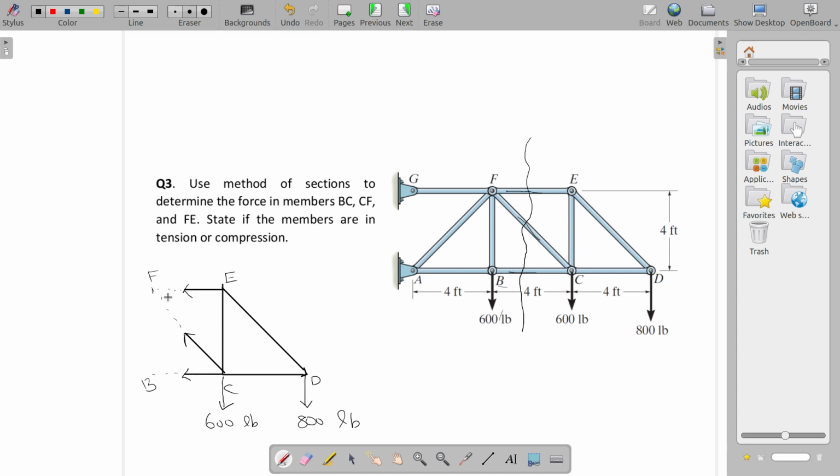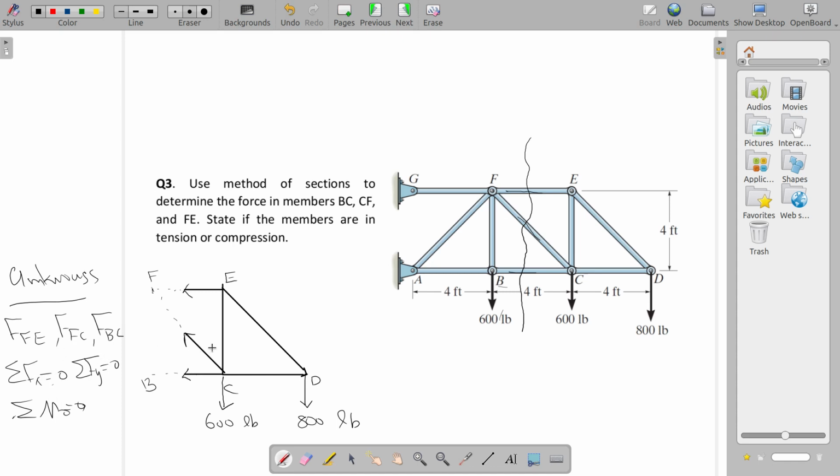So here, how many unknowns do we have? 1, 2, 3. 3 unknowns. And how many equations do we have? 3 equations. So unknowns are FFE, FFC and FBC. 3 unknowns and 3 equations. Which are the 3 equations? Sigma fx is equal to 0, sigma fy is equal to 0, and net moment about any point should be 0.